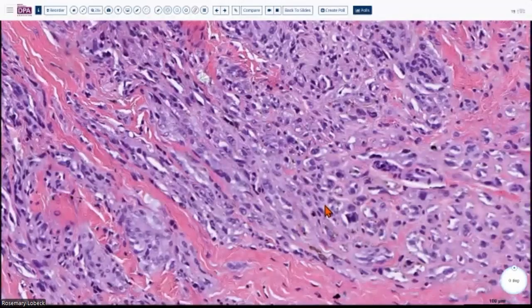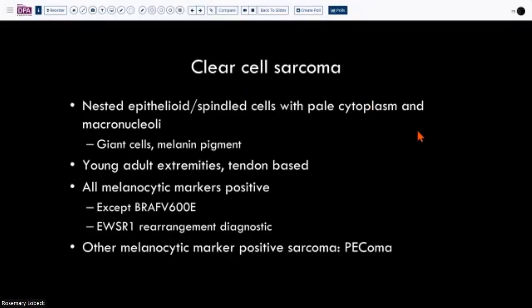But the treatment is going to be totally different. The clinical behavior is going to be totally different for clear cell sarcomas. So we need to get the diagnosis right. So what are we going to do when we get all melanocytic markers positive? How are we going to tell the difference, right? So one is melanomas typically don't have these multinucleated giant cells. So that's kind of a clue.